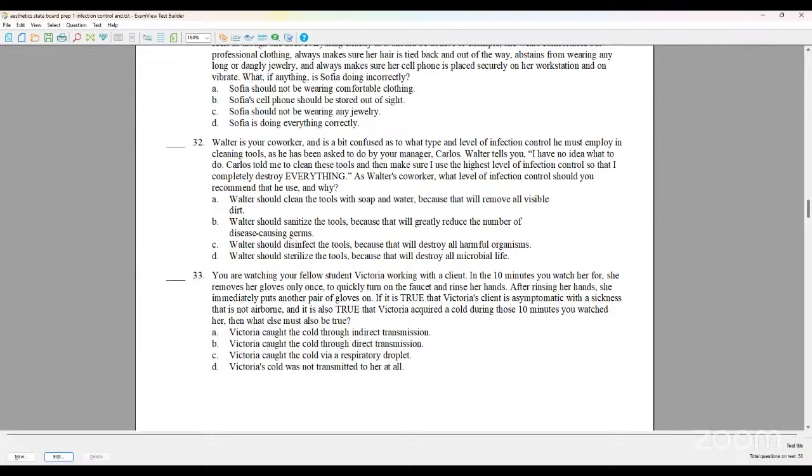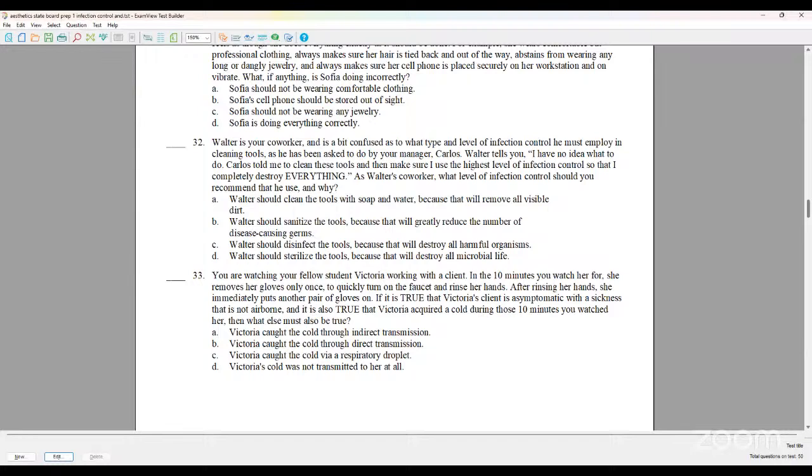And honestly, if you guys see this again, when it says Walter should clean, Walter should sanitize, Walter should disinfect, Walter should sterilize, it's telling you what this is going to do. So the levels of infection control: cleaning is going to be the weakest, then comes sanitation, then comes disinfection, then comes sterilization, which is the strongest.